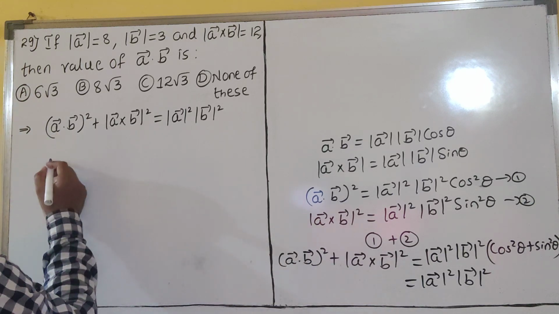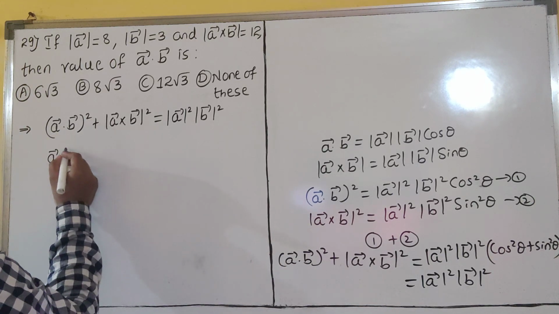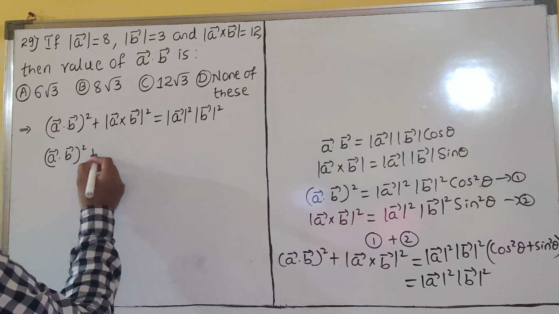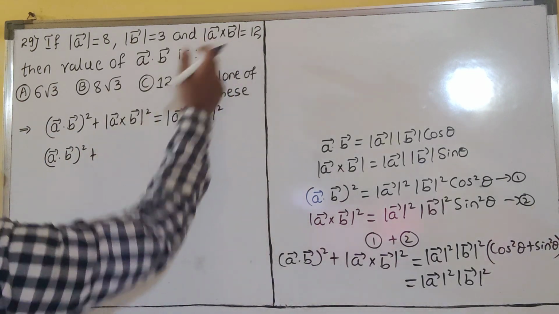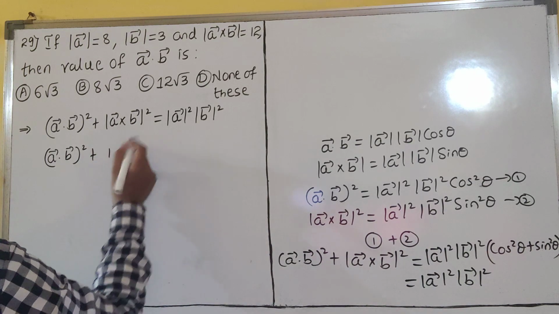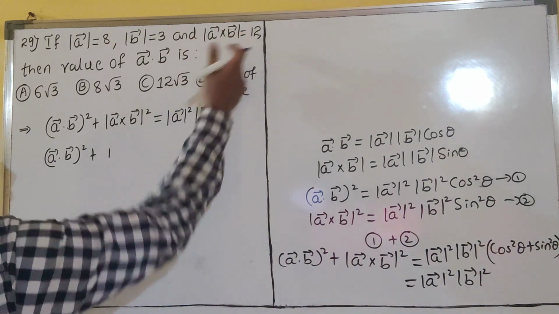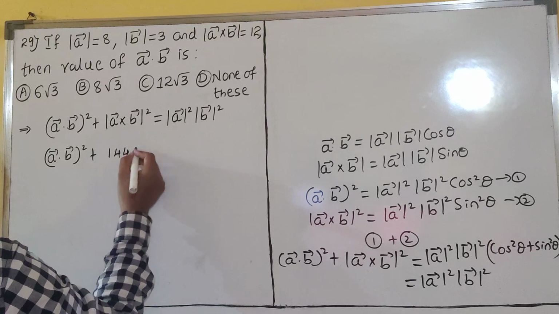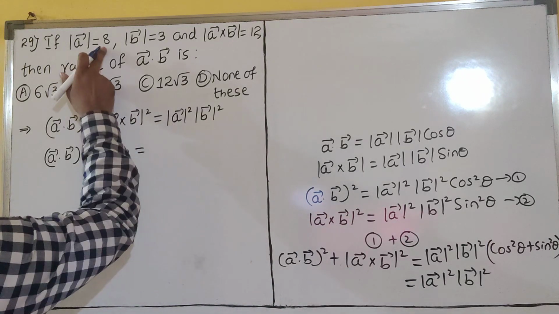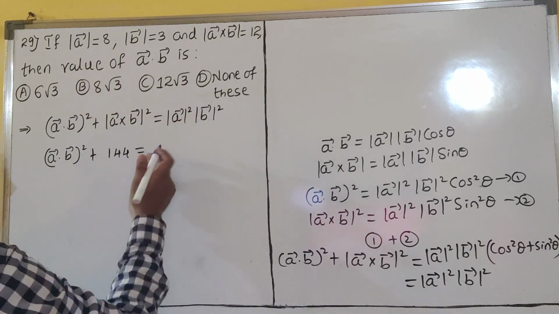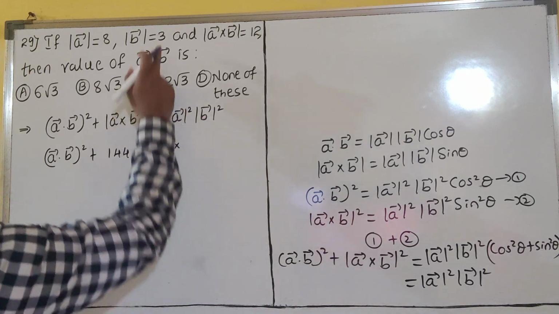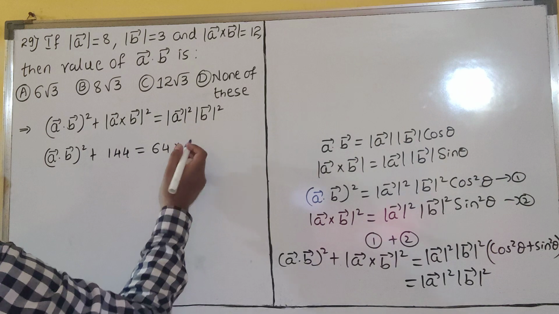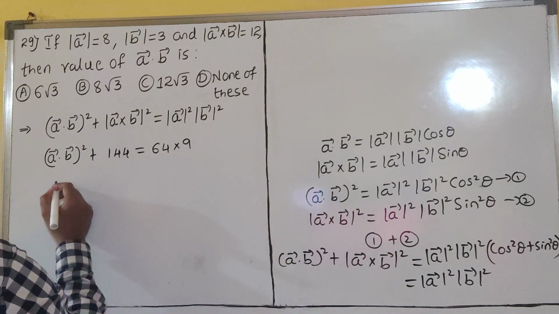So I have to find A dot B. Here square is there, so we will convert that to the other side. Magnitude of A cross B is 12, given, so 12 square is 144. Magnitude of A is 8, and 8 square is 64, into magnitude of B which is 3, and 3 square means 9, dear students.